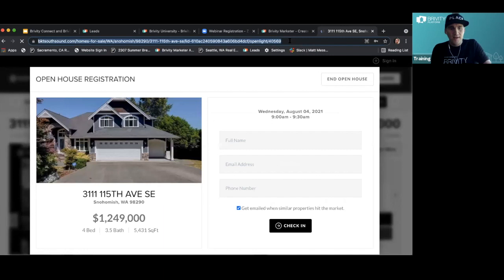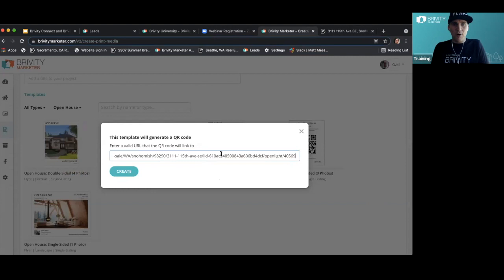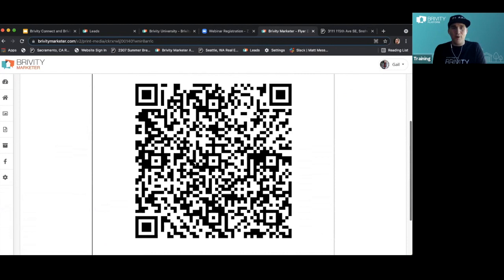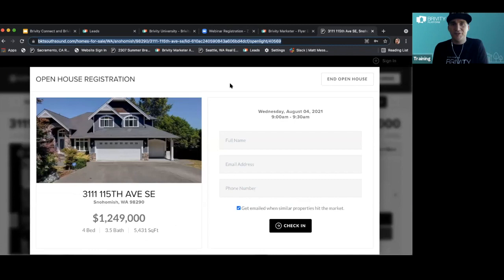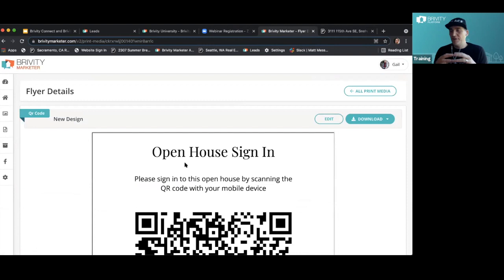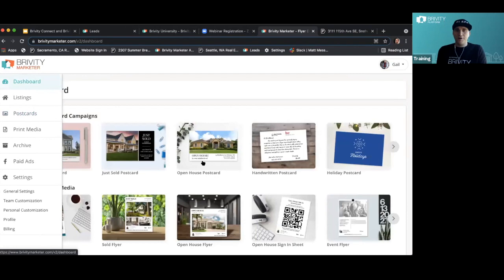I take it and I'm like, all right, if I was going to go do an open house at this house, if somebody shoots that QR code, I want them to land on this page so they get registered for my open house, which will drop them into my, and I just hit create and boom, we create a really quick open house sign-in flyer. That QR code right there, if you shot it, you would be taken over to this page so you could log into my open house or register at my open house as you walked in the door. And I wouldn't have to have everybody touching my COVID infested iPad, as it were. Lots of cool little tools and toys back here inside of Brivity Marketer, all sorts of different kind of print media designs.